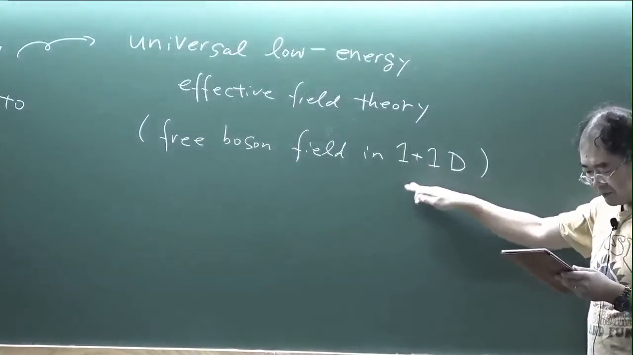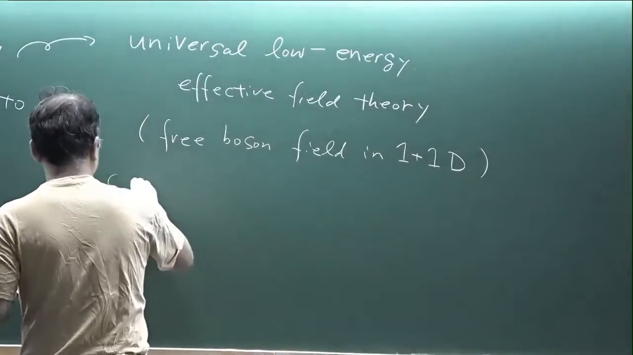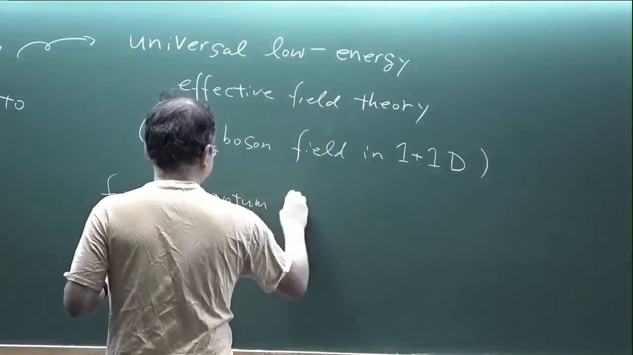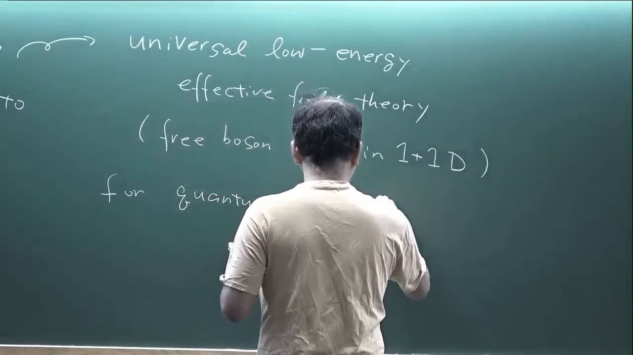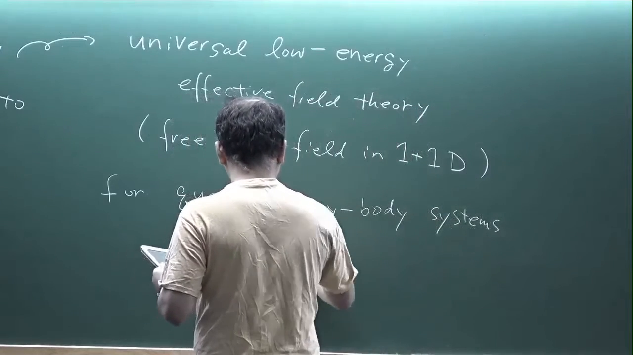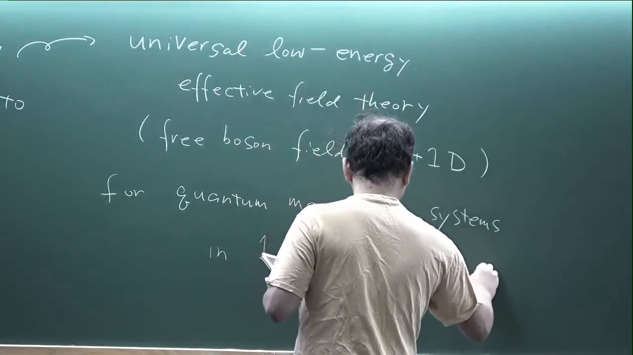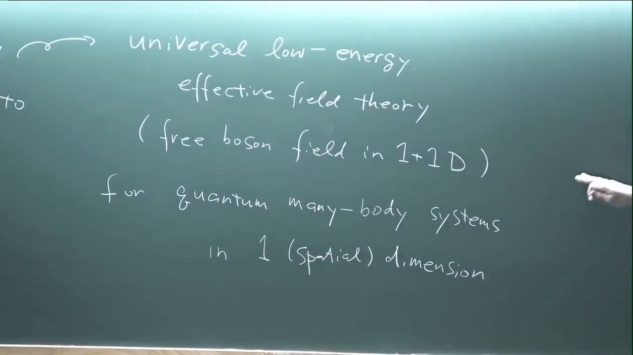Here, I mean, space is one dimensional and time is one dimensional. And so this simple field theory actually turns out to be an effective field theory for many different kinds of quantum many-body systems in one dimension. This is also a special case of so-called conformal field theory in 1+1D. So there are various approaches to this.